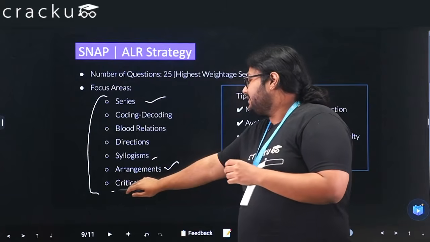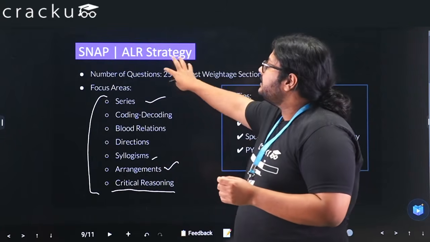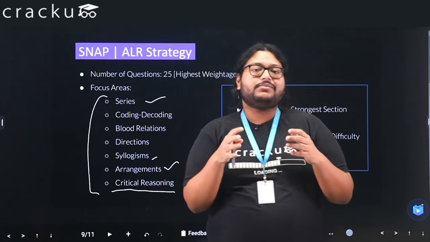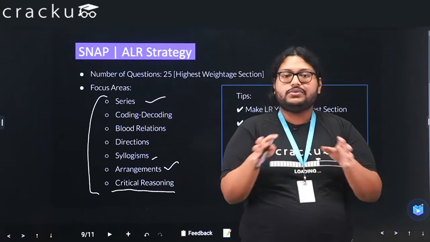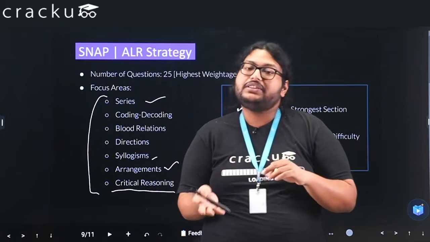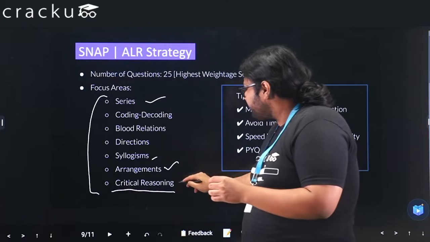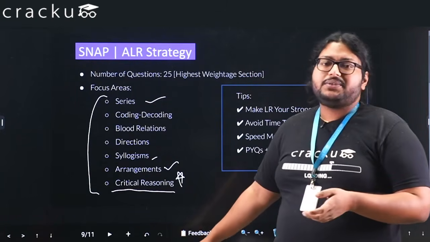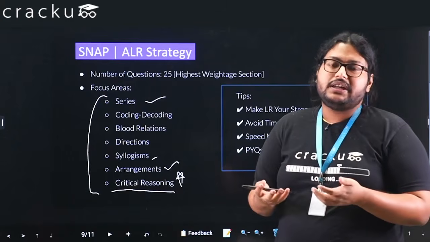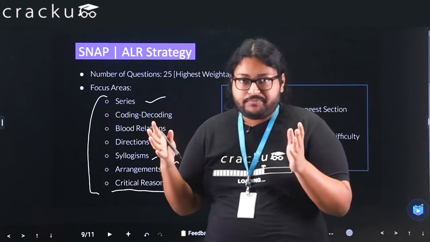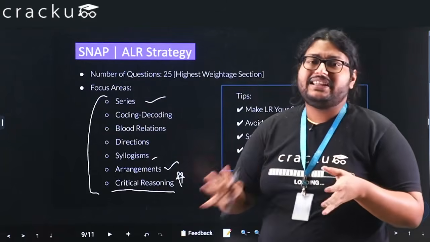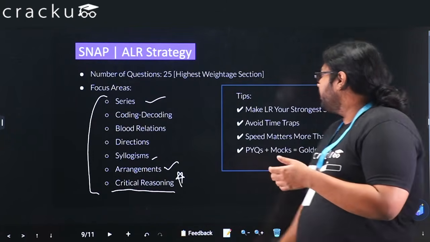And critical reasoning. Critical reasoning questions occur in this section as well. So across these 2 sections, we need to prepare for critical reasoning accordingly. This is an important topic as far as SNAP is concerned, because 7-8 questions from critical reasoning usually come in any slot you pick. It can be the first, second, or third slot. 7-8 questions you can easily expect from critical reasoning.